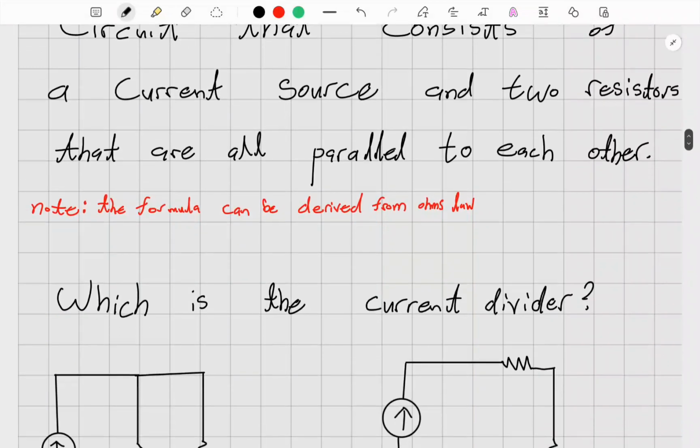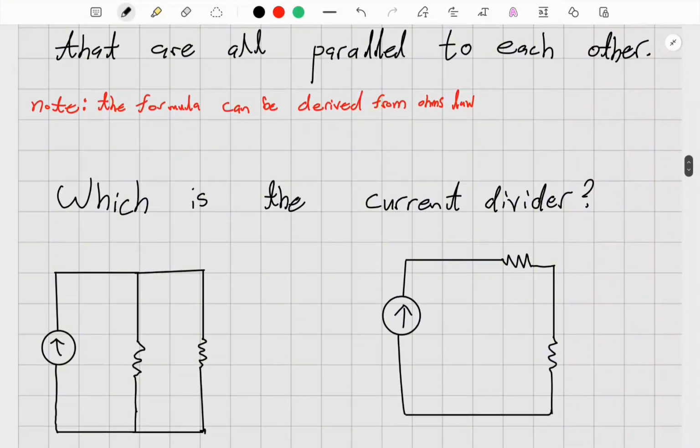So if we look below, which circuit is the current divider? Pause the video and try to figure it out first. So if you picked the circuit on the right, well, you're wrong. That's in series. And if you picked the circuit on the left, then you're correct.